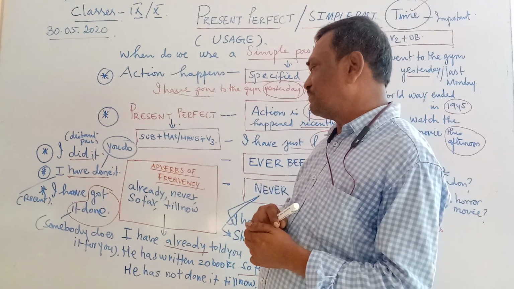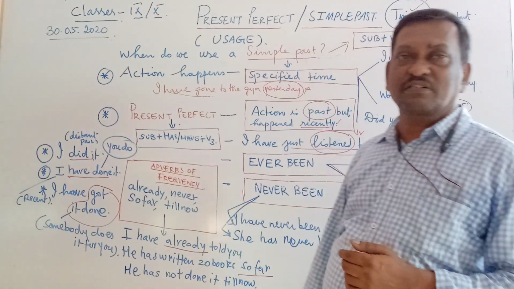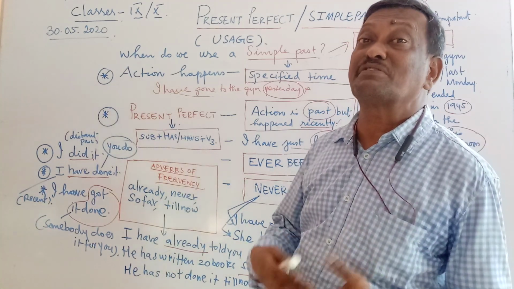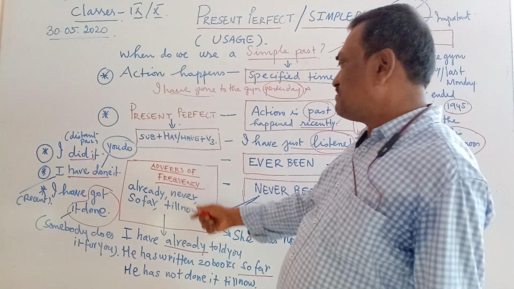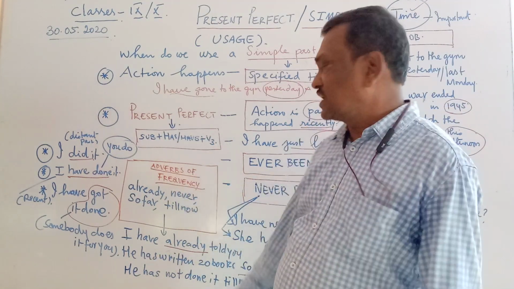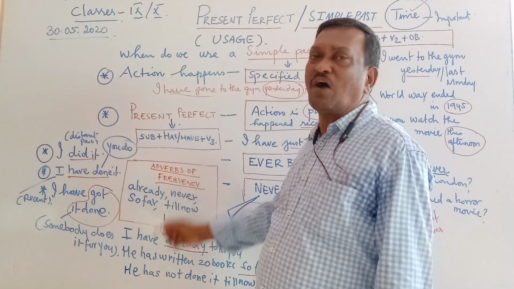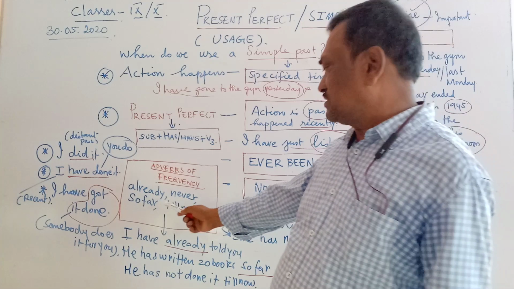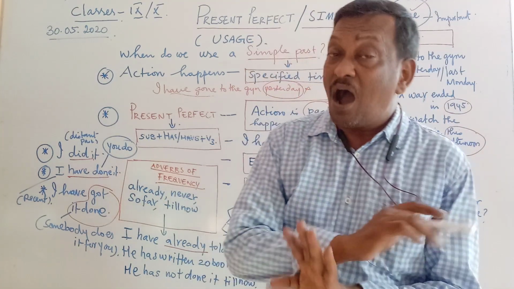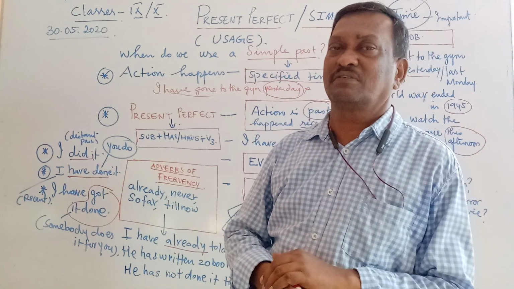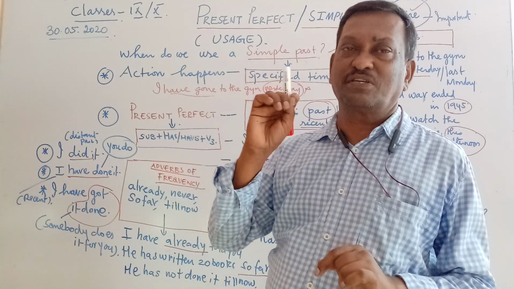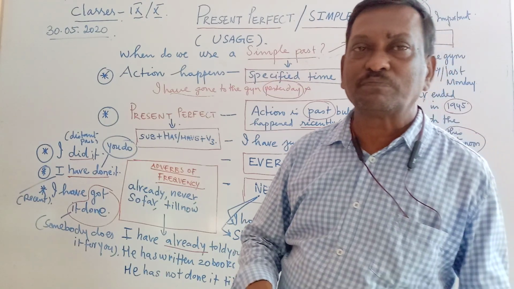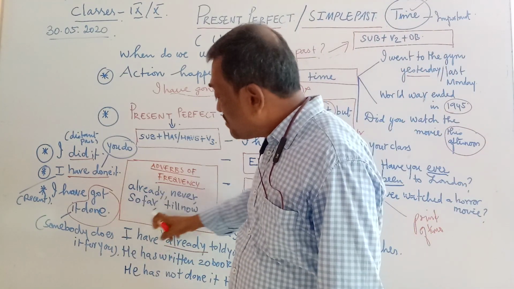So already, never, we have already discussed that. I've never seen such a film. I've never seen such a building. I've never read such an interesting story. So never also goes with present perfect tense. And then you come to this one, so far. So far means till now. Another way of saying till now is so far. I have not visited Mumbai so far. I haven't visited it so far, till now. And it can also be used with a positive sentence.